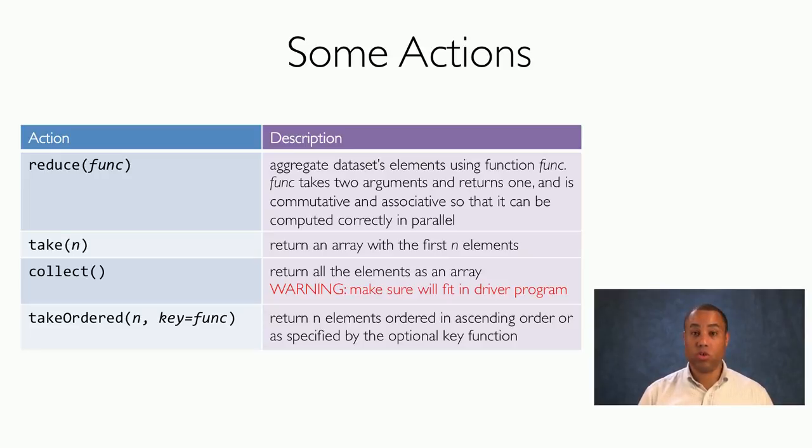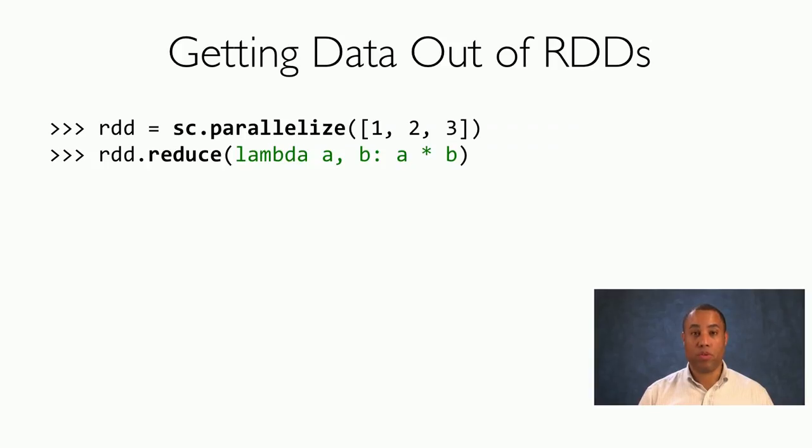The take action returns an array with the first n elements, and the collect action returns all of the elements of the RDD as an array. So you have to make sure that all of that data will fit in the driver program. Take ordered returns n elements ordered in ascending order or as specified by the optional key function. So let's look at some examples.